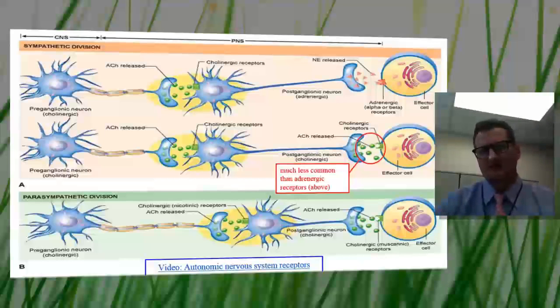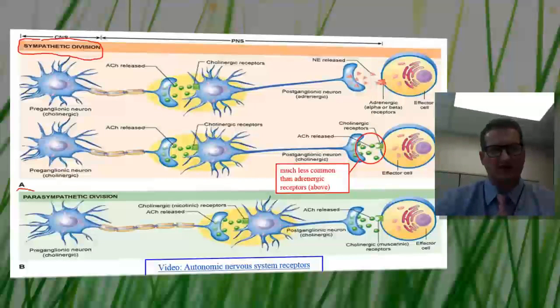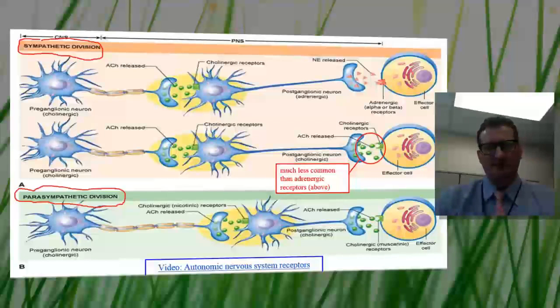The sympathetic is fight or flight. Parasympathetic is rest and repair, or has a more calming effect. Two factors determine the effect of each division. So here we have the sympathetic division, and this is the parasympathetic division. This example here, the second example, is much less common than the first. The first one here is what we normally see.